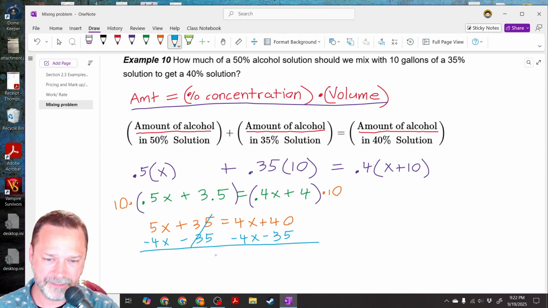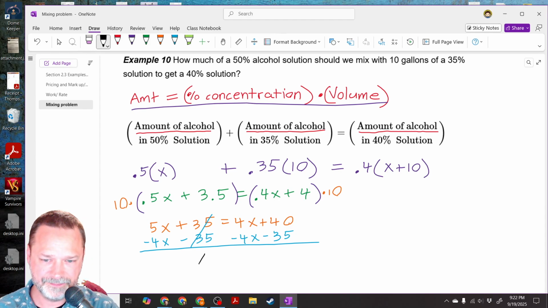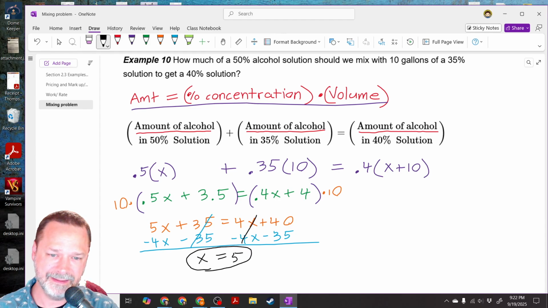So, right here, that's gone. What do I have? 5x minus 4x. I have x on the left. So we have x equals, those canceled. I got 45 minus 35 is 5. Well, there you go. Too easy.